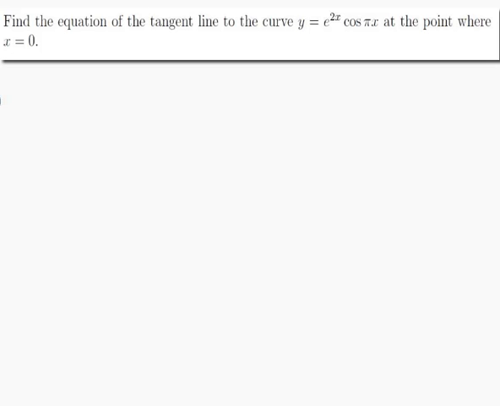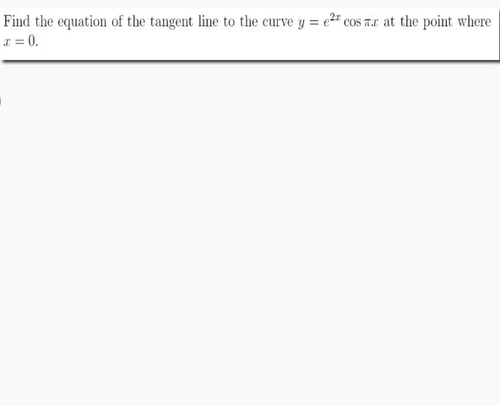Question is, find the equation of the tangent line to the curve y equals e to the power of 2x cos pi x at the point where x equals 0. Okay, well, let's just understand that question first. What is a tangent line?